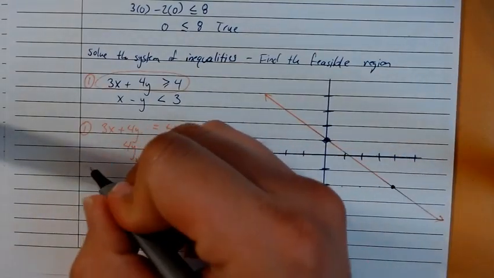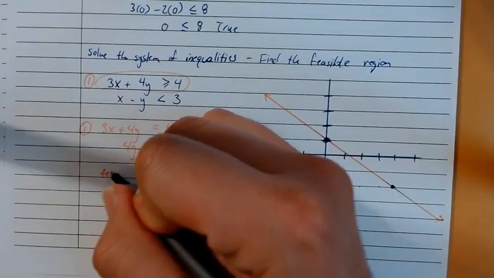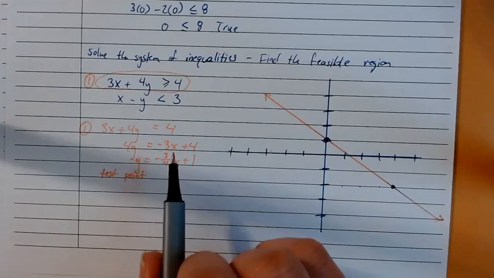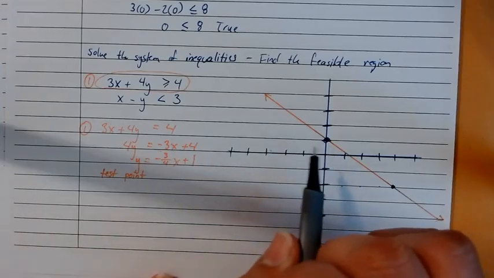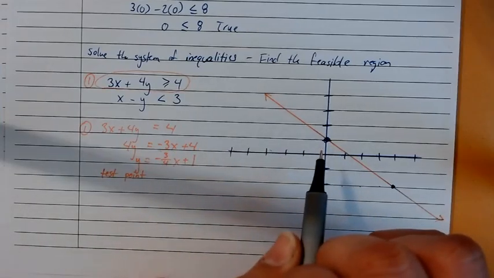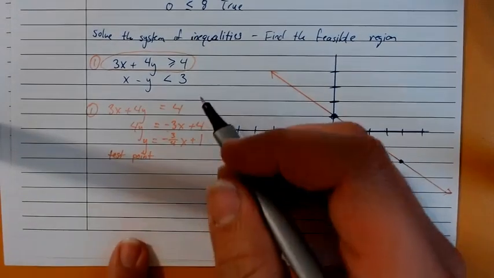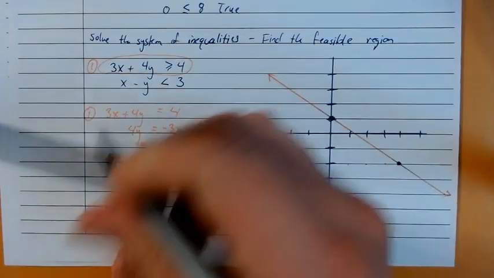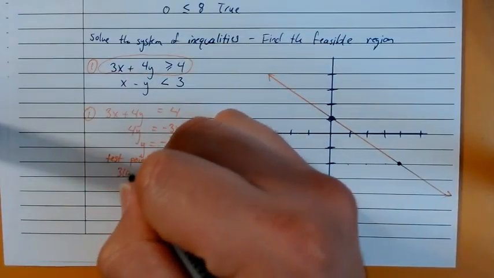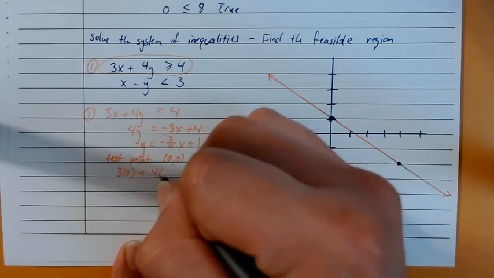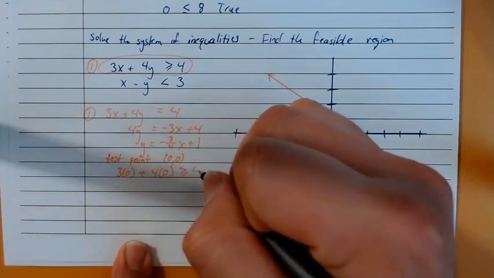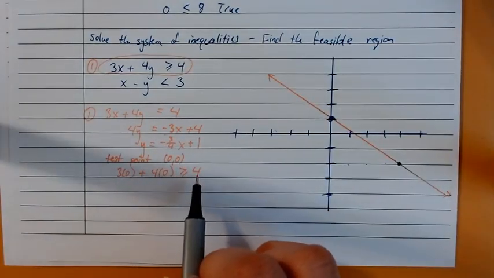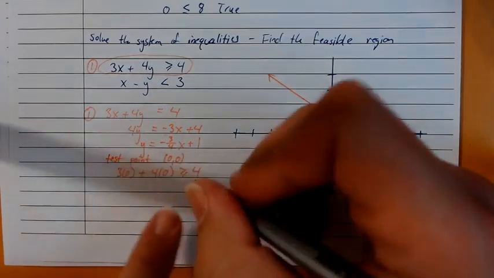Let's see here. We'll use a test point. And I usually like 0, 0. Unless 0, 0 is on my line, it's usually a simple enough point to use that I would rather use that one. So let's go ahead and substitute in 0, 0 into our inequality. That'll give me 3 times 0 plus 4 times 0 is greater than or equal to 4. Or in other words, 0 is greater than or equal to 4. Yeah, that's false. 0 is not greater than 4.